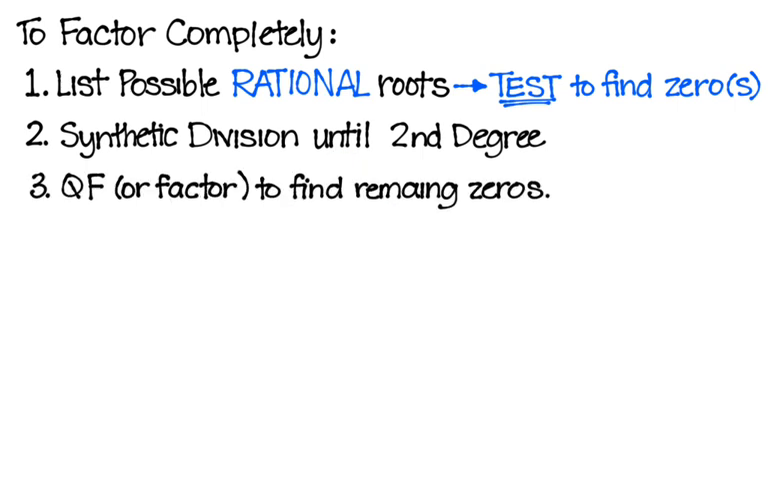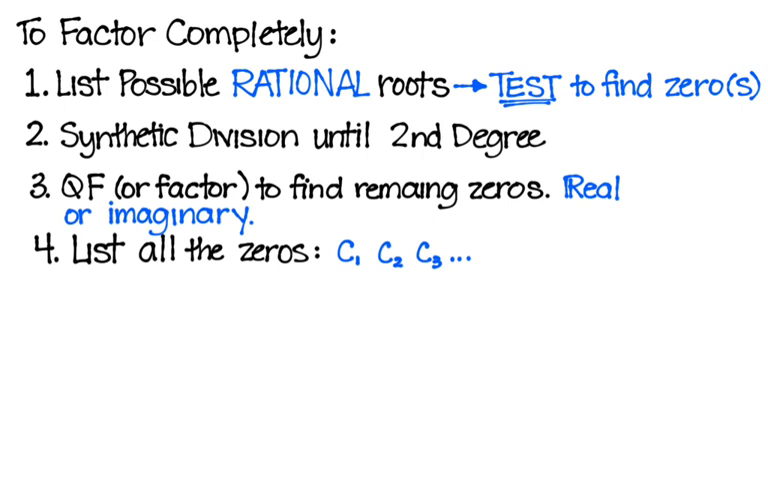Once we get down to a quadratic, we can either use the quadratic formula, which is most common, or if you can factor it, you could factor it to find the remaining zeros. But typically what we're doing right now is practicing where we're not going to be able to factor. We'll have to use the quadratic formula to find the remaining zeros. They could be real or they could be imaginary. Once we have those, we list the zeros out. I call them C sub 1, C sub 2, C sub 3, C sub 4, however many there are. Remember, if it's an nth degree polynomial, there will be n of these zeros. So if it was a fifth degree polynomial, there should be 5 zeros listed.